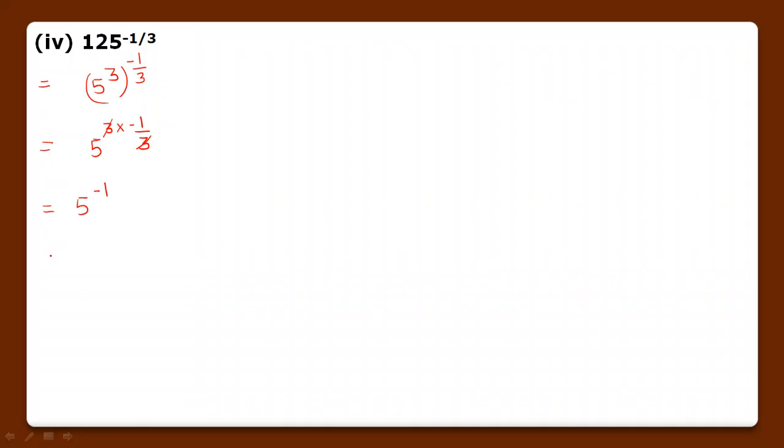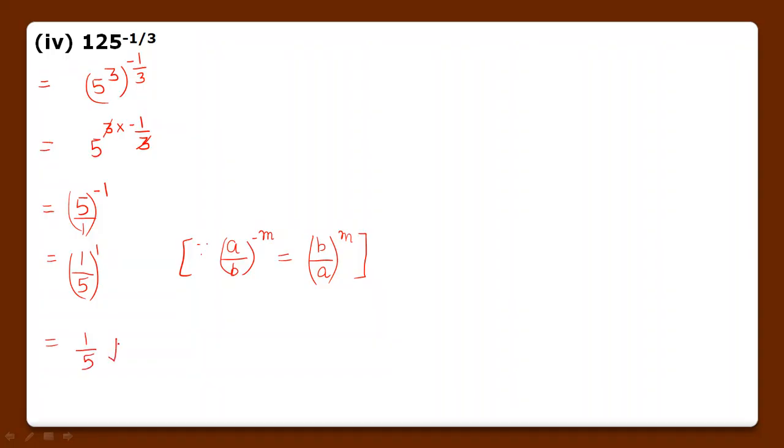We have studied an identity that a upon b raised to the power minus m is equal to b upon a raised to the power m. Reciprocal करके हमारी power positive हो जाएगी. So here we will do the reciprocal: 1 upon 5 raised to the power 1, which is simply 1 upon 5. And this is our answer.